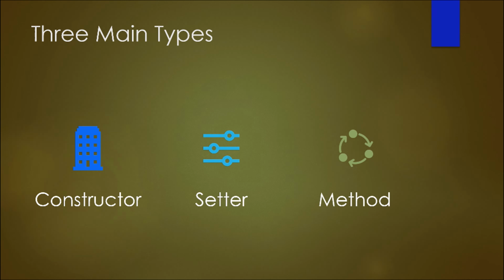The three main types of dependency injections are constructor, setter, and method injections. In a constructor injection, dependencies are injected through the class constructor. This is the most common type of dependency injection. It ensures that a class cannot be instantiated without providing its required dependencies.